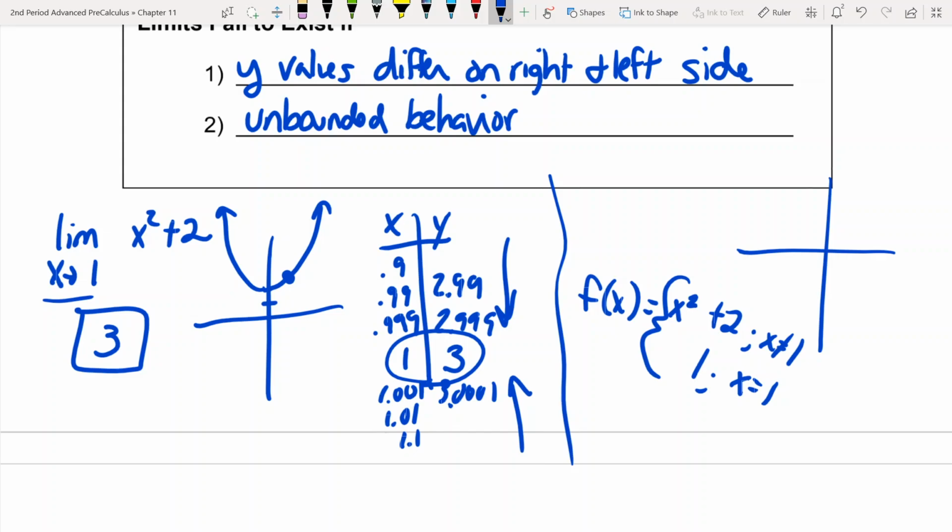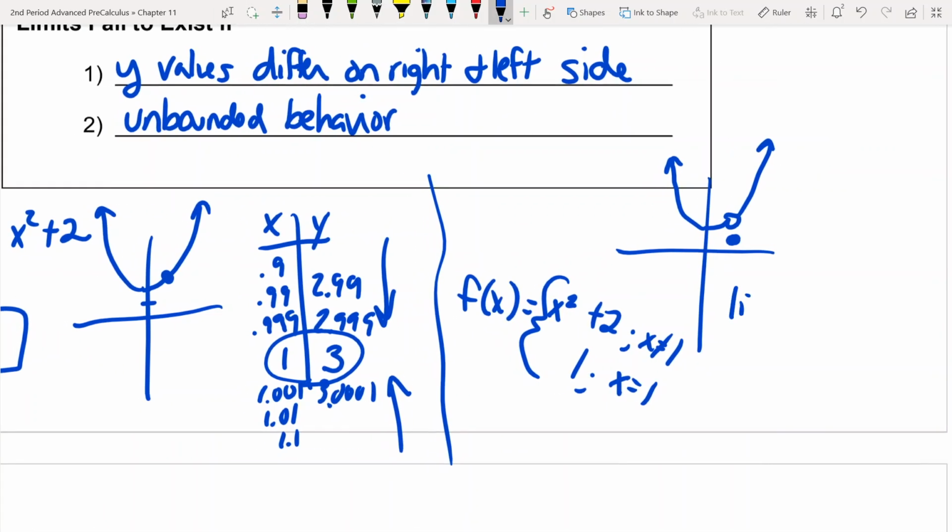Well, the situation you have now is that you're going to have a hole there at the point (1, 3), and then a filled in circle right there. And I want to know what is the limit as x approaches 1 of this going to be. And this is one of the most missed ideas of limits. The answer here is that it's going to be 3.